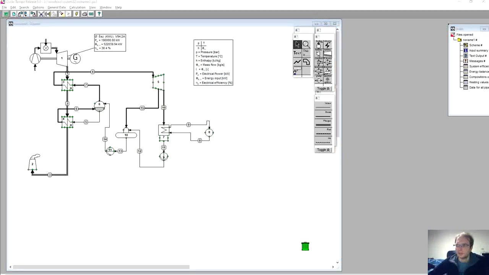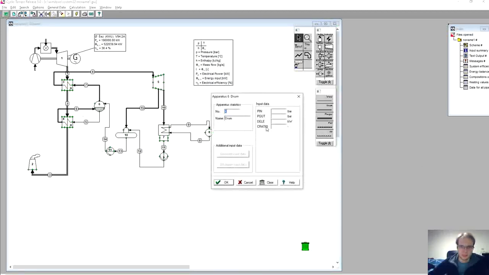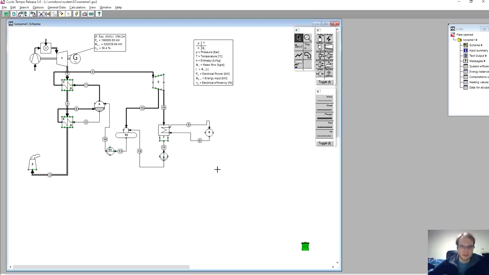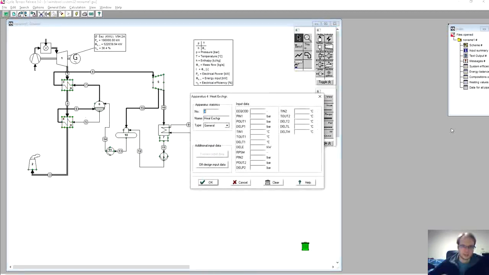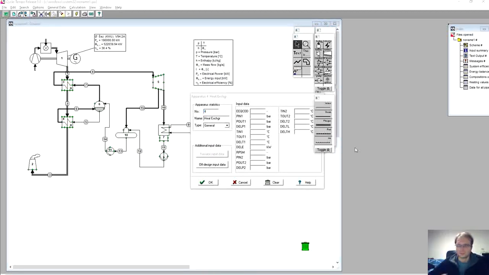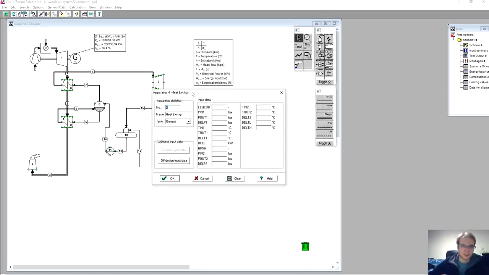Now we move on to the drum, where we need to specify only the circulation ratio in our case. So we can put the circulation ratio as 3. And finally we go for the heat exchangers. So we have 2 heat exchangers here. First the number 4, the evaporator.